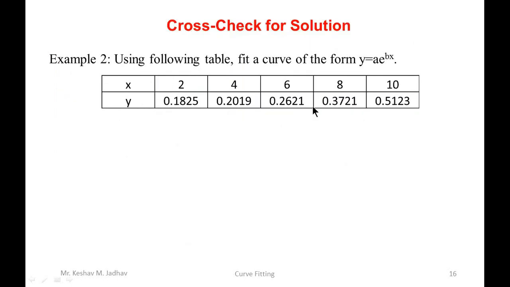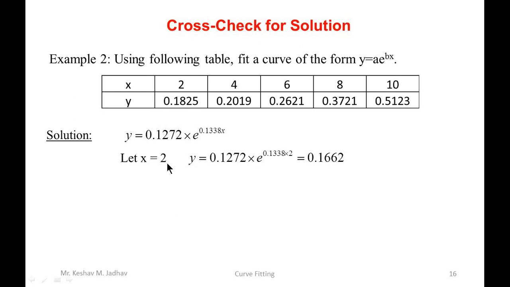So here we will cross check our solution. So this is the given data points and this is the exponential model of given data points. So here by putting different values of x, we will get respective values of y. So let us put x is equal to 2. So we will get y is equal to 0.1662, which is slightly lower than actual value. Then if you put x is equal to 4, then we will get y is equal to 0.2172, which is slightly greater than actual value.